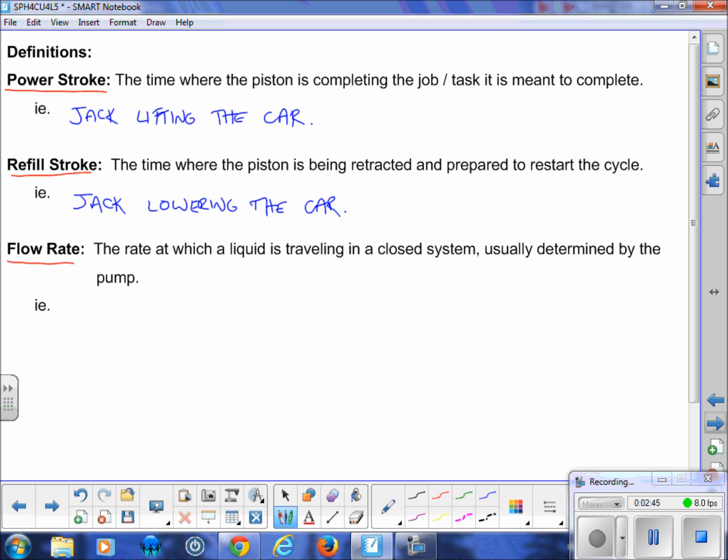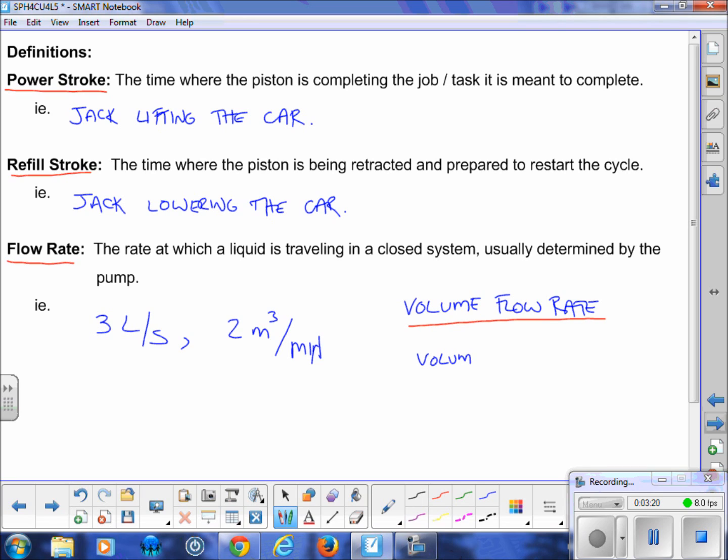Your flow rate is the rate at which liquid is traveling in a closed system. So for example, we're looking at 3 liters per second. Could be a unit. It could be 2 cubic meters per minute, which would be quite a bit. But you're looking at a volume flow, so a volume flow rate. All right, the unit will always be volume per some time. Okay, that's your volumetric flow rate.